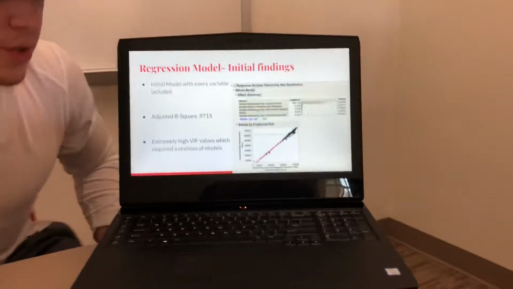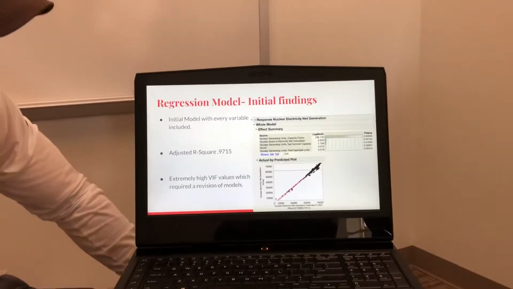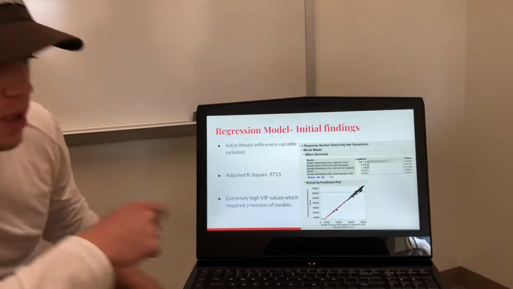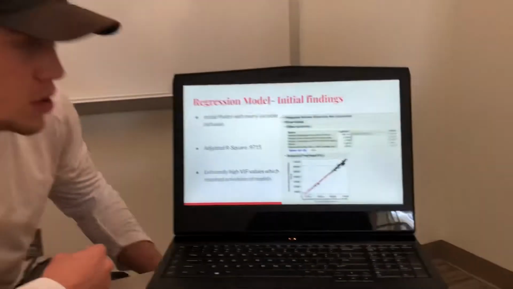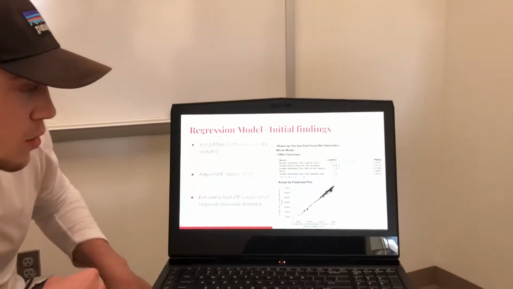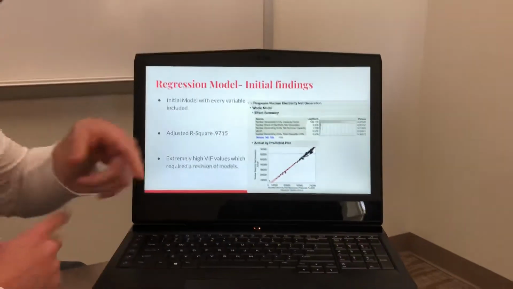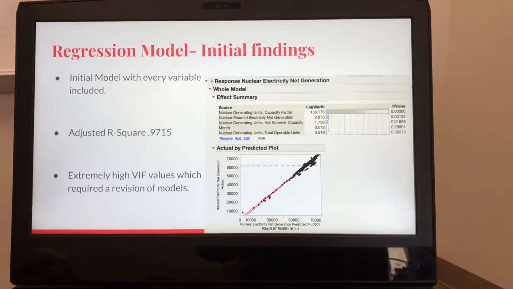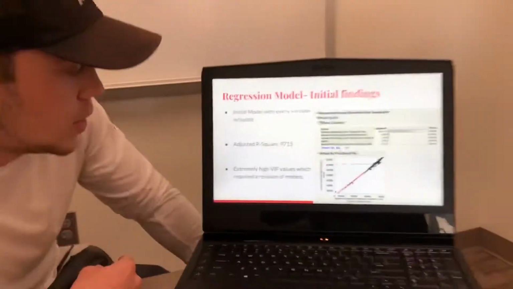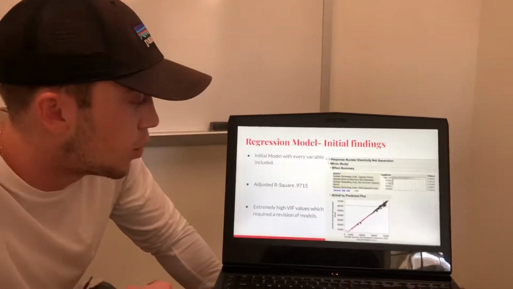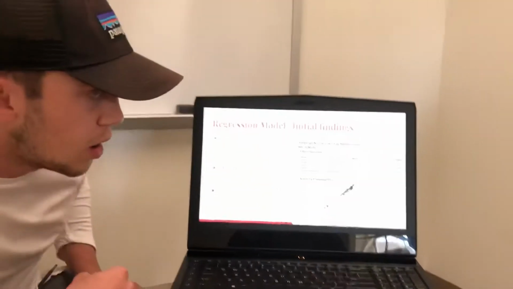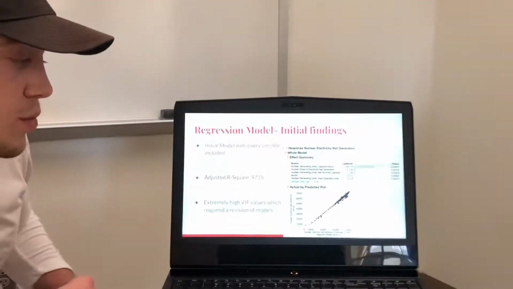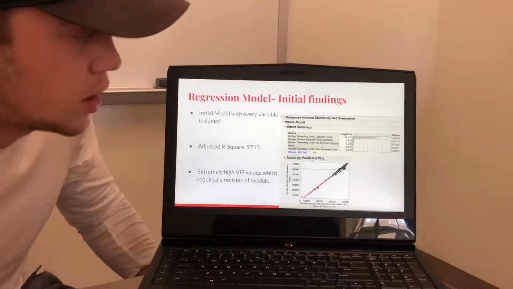Then we began to look at the relationships of our various predictors and a desired outcome. We wanted to look at the nuclear electricity net generation. In our initial model, with every variable included, which was the capacity factor, net generation, summer capacity, month, and total operable units, we had an adjusted R-squared value of 0.9715, which is fairly good. But when we ran the VIF column for the variables, the values were extremely high, which shows that they are highly correlated.